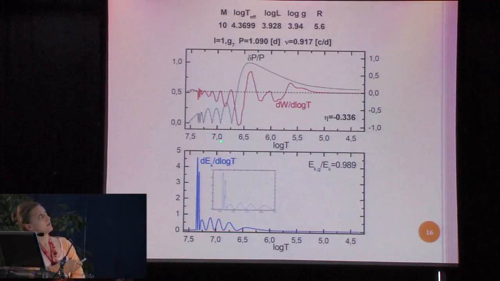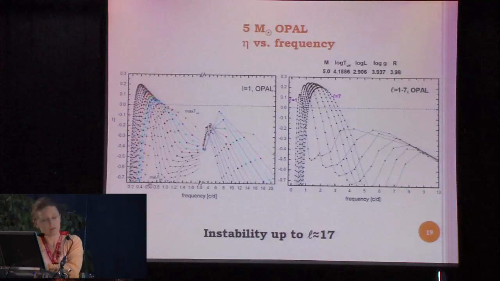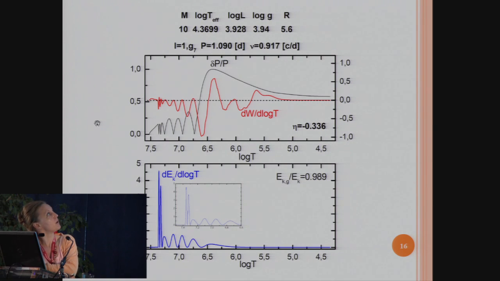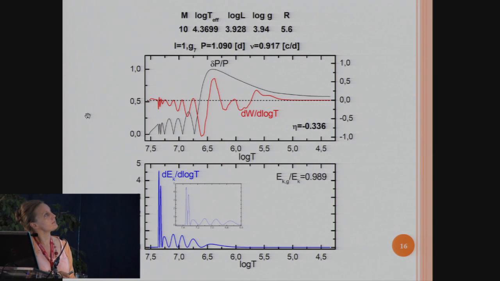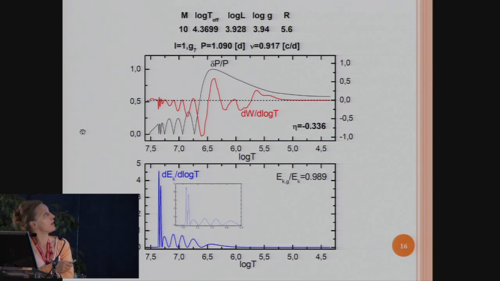And this is a gravity mode, L1G7, and this mode is stable. This is from this lower frequency bump. This mode is stable, mostly due to the damping below the Z opacity bump, but also below the deep opacity bump. And here is the distribution of the kinetic energy density.